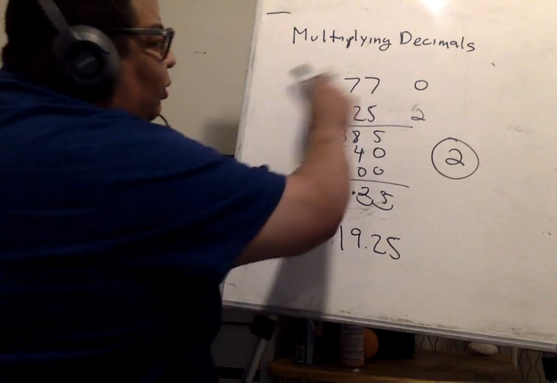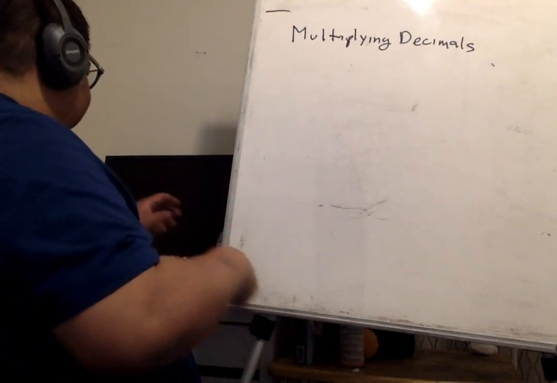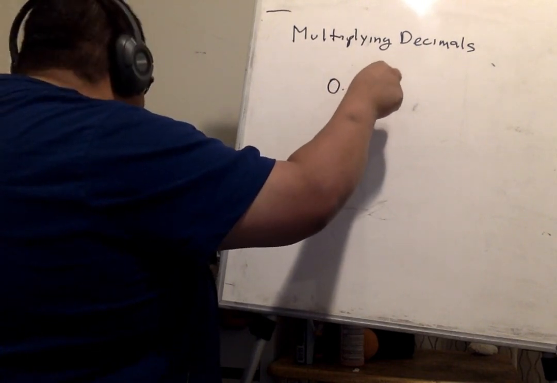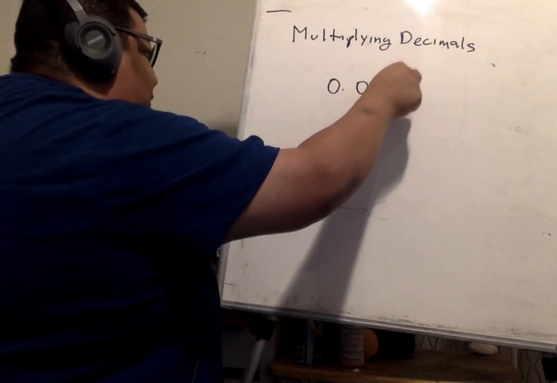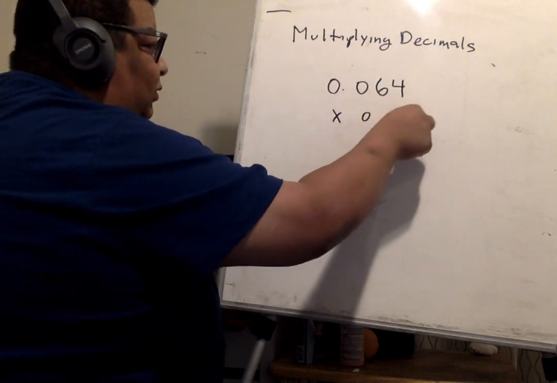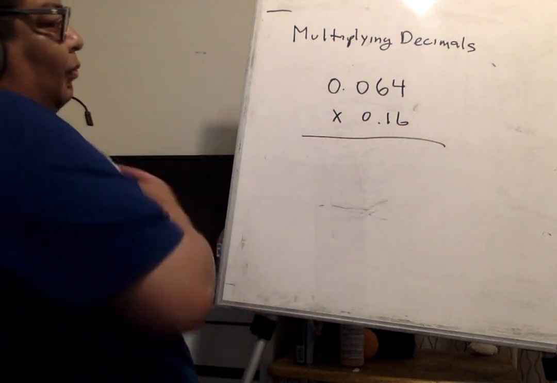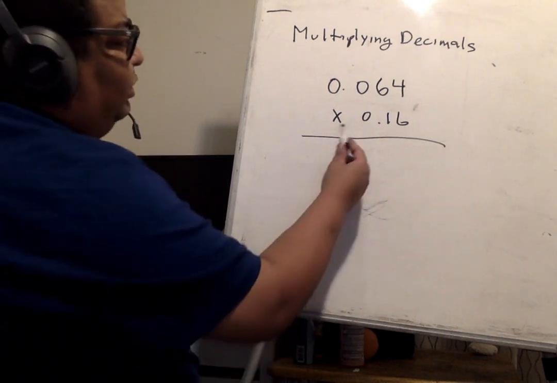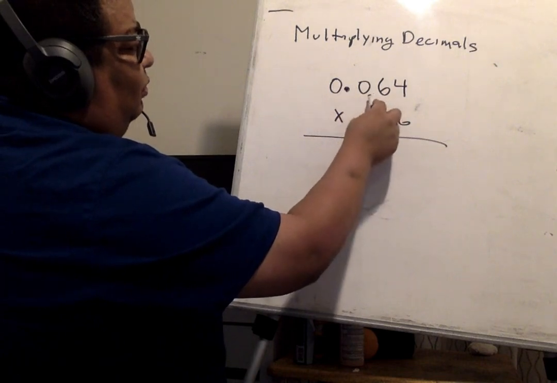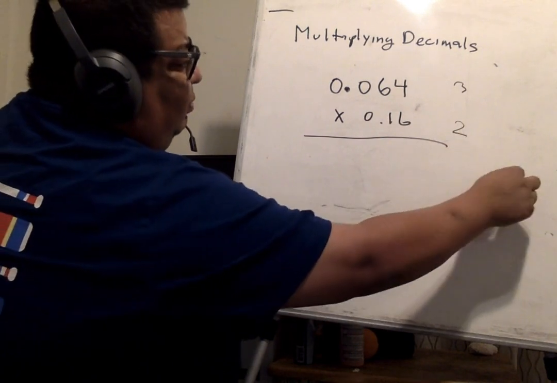One more example and we're done. So we do 0.064 times 0.16. Okay. Magic number. Let's see. The first number has 3. So we have 3. The second has 2. Magic number 5.